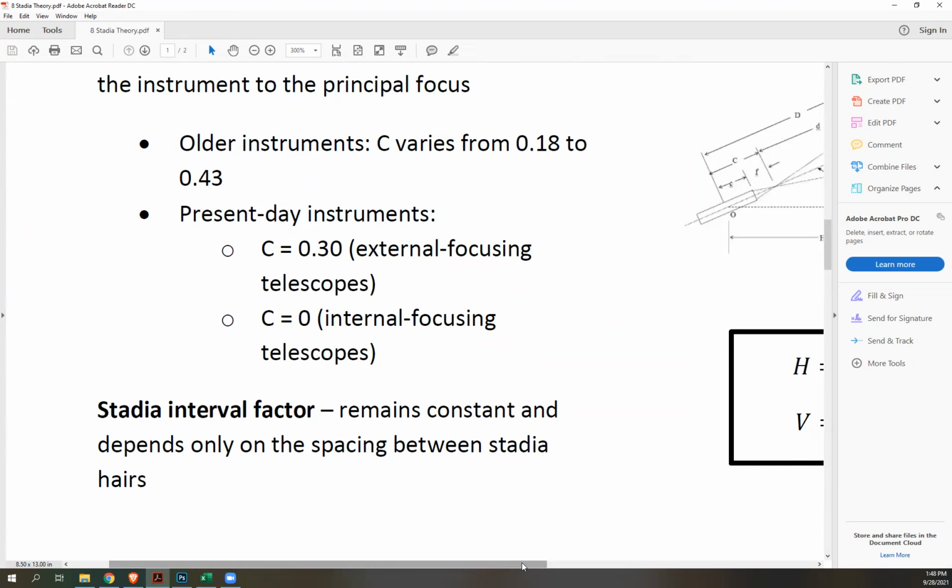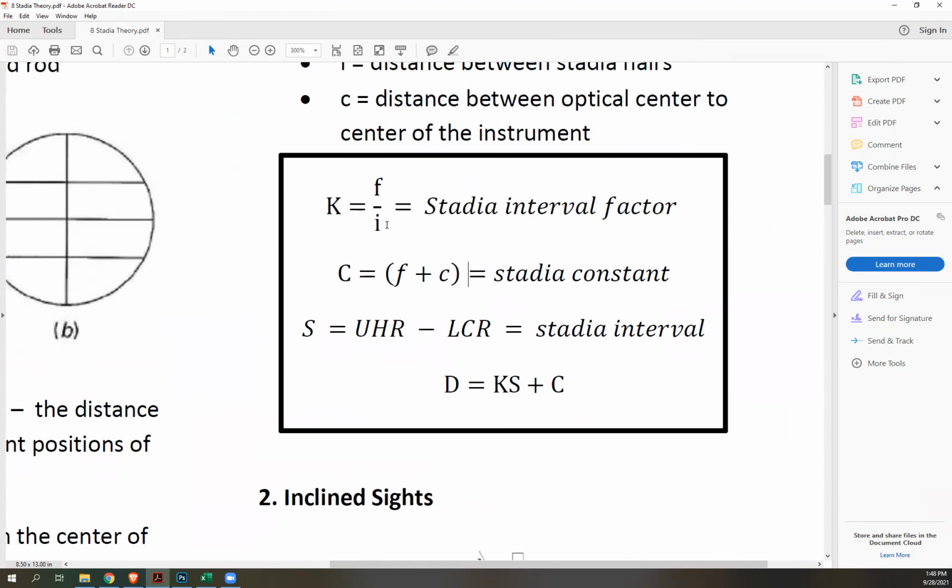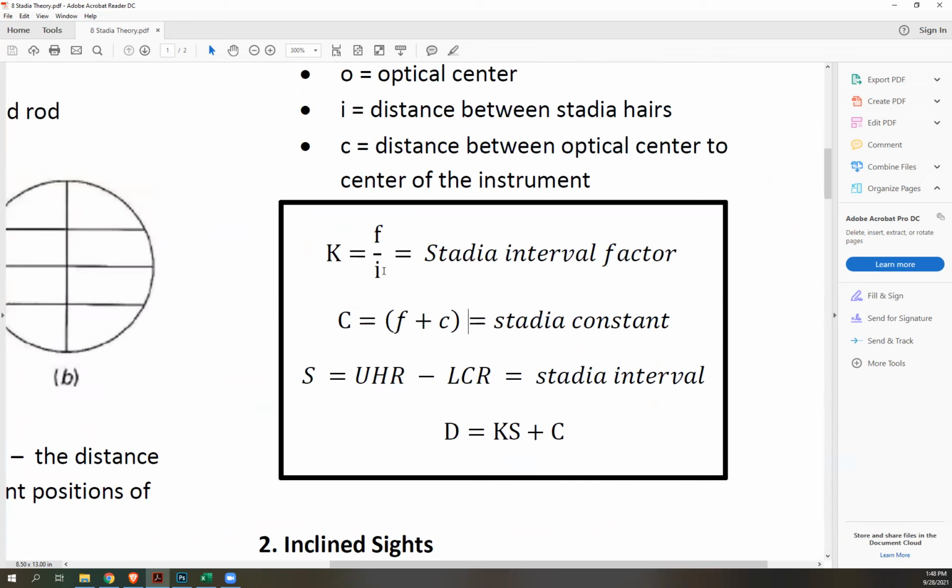It depends on the spacing between the stadia hairs. And remember, the spacing between the stadia hairs is i. So as you can see, the stadia interval factor is inversely proportional to i. And then again, f, the focal distance, is a constant property of your instrument as well. And this you already know, c equals f plus c, which is your stadia constant.